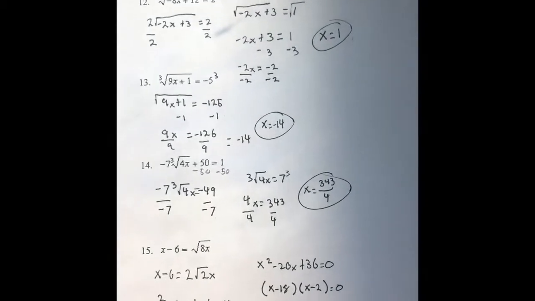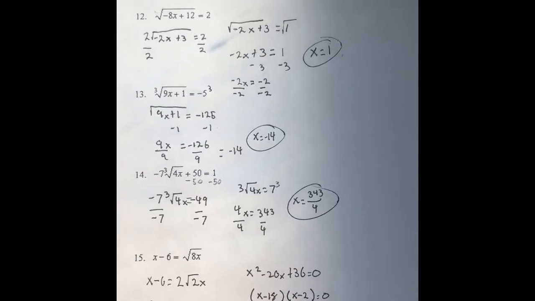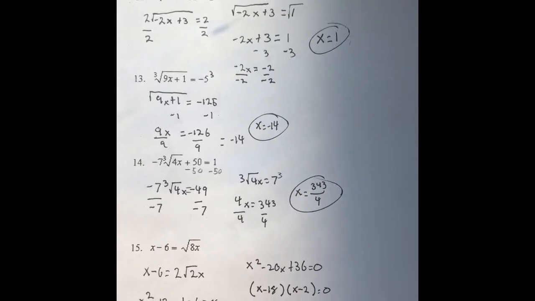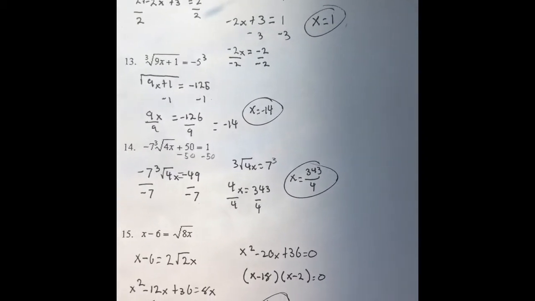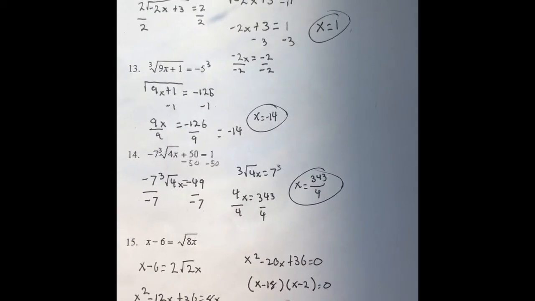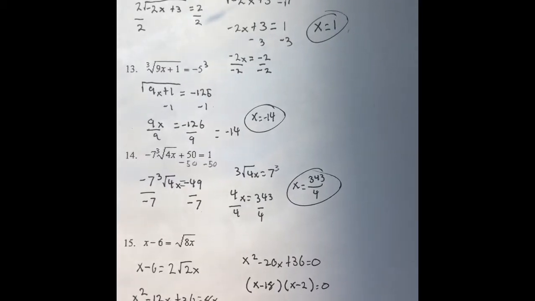Problem number 14, subtract 50 to the other side. Then you're going to divide by 7 on both sides, and you get 3 cubed, 4x equals 7 cubed. 7 cubed is 343. You're going to divide by 4, and x equals 343 over 4.